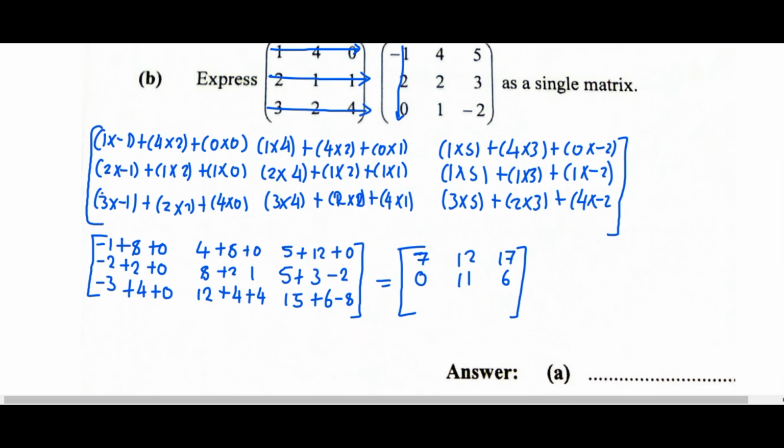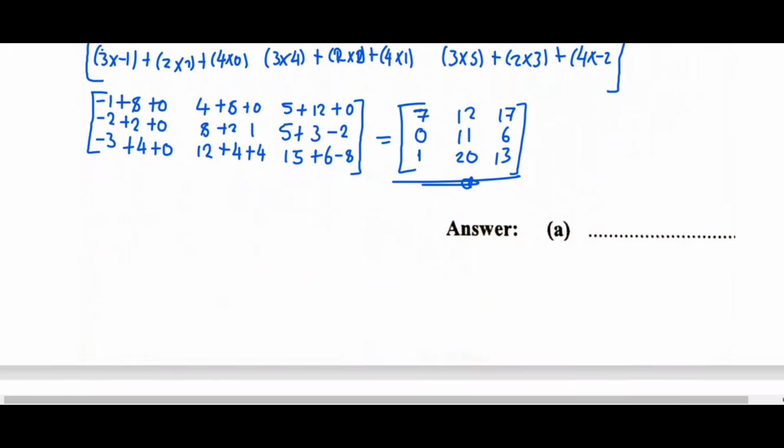Then we'll go to row 3. Negative 3 plus 4 is 1, plus 0 is 1. 12 plus 4, 16 plus 4, we'll have 20. 15 plus 6 is 21. 21 minus 8 will give us 13. So this is our final answer here. So let's move on to question 8. For an arithmetic progression, we have 16, this is our first term.